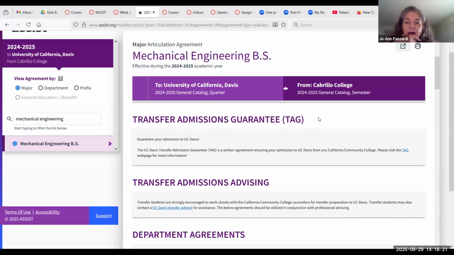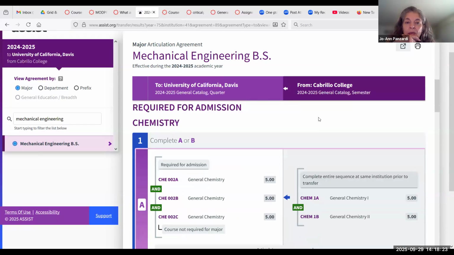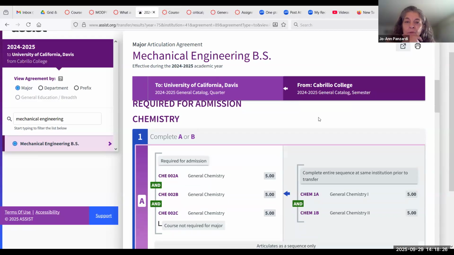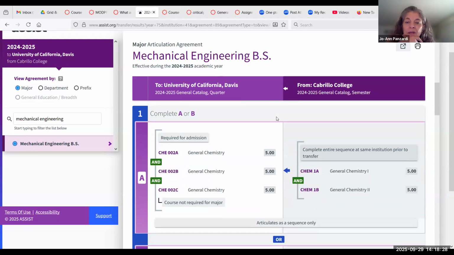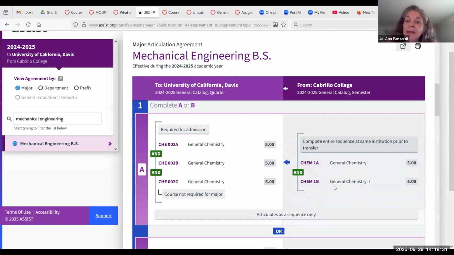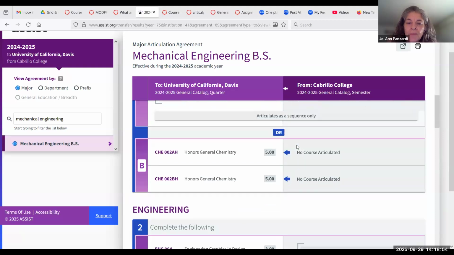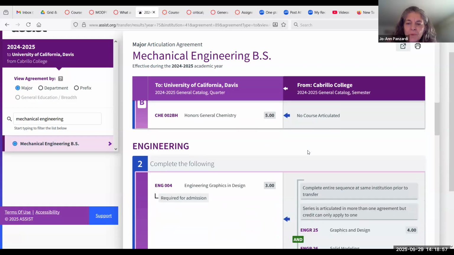So if you scroll down, you'll notice, okay, if you want to transfer to Davis from Cabrillo in mechanical engineering, you need to make sure that you take Chem 1A and Chem 1B. I'm looking from the right column because that's the Cabrillo class, but it does tell you what the equivalent courses are at Davis. And you might say, well, why are there 3 classes at Davis that are equal to 2 at Cabrillo? It's because Davis is on quarters. That means you have to take 3 quarters of courses versus 2 semesters. Then they have some other options, but we don't offer those.